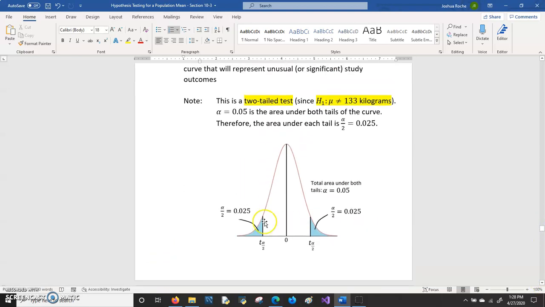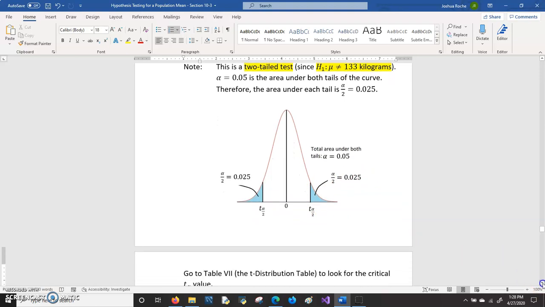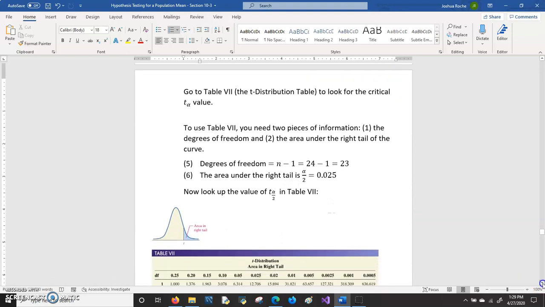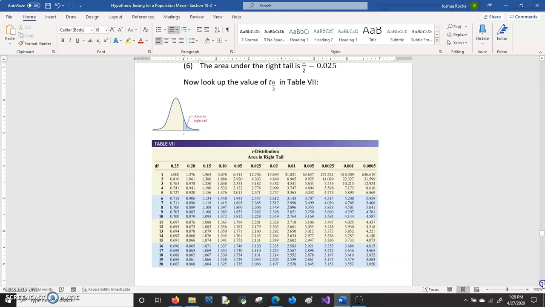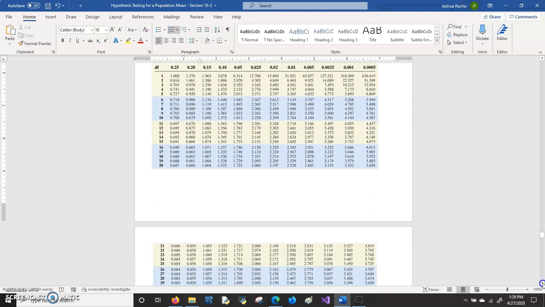And that's why it's a good idea to draw out that t-curve, because this time we're not looking for an alpha of 0.05. The t-distribution curve table only needs the area of the right tail, which in this case is 0.025. So we'll go to the table, we'll look for 23 degrees of freedom.